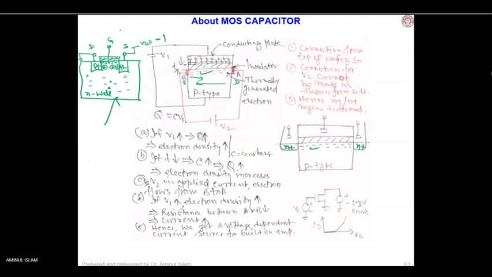Then what will happen to the carriers which are gathered here due to the electric field at the gate? Those carriers are thermally generated holes. So tell me what will happen to this? How will current flow, in which direction will current flow?